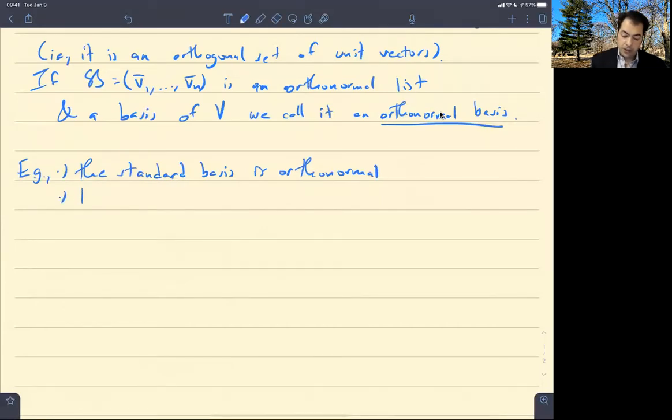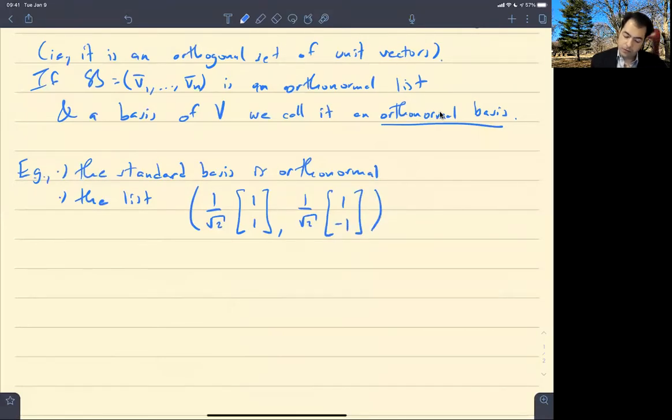Another example, consider the list 1 over square root of 2 times the vector (1, 1), and then 1 over square root of 2 times the vector (1, -1). This is an orthonormal basis of R2 or of C2, with either standard inner product.